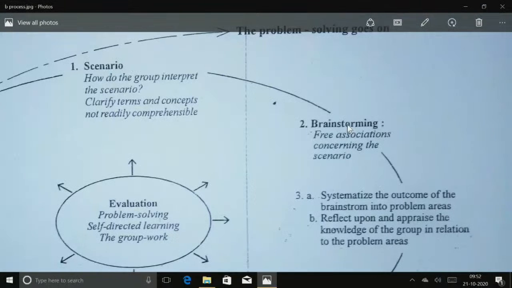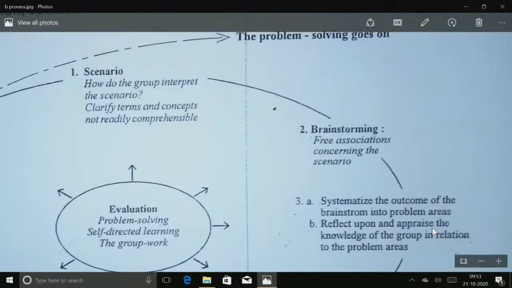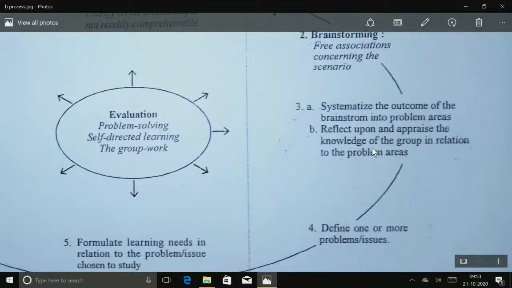Next step is brainstorming, as you already know. The brainstorming outcome will come and then you have to find out the problem areas, what are the problem areas that you don't know about, and then the things that you know about that particular solution, like for that particular scenario. Next step, define one or more problem areas.